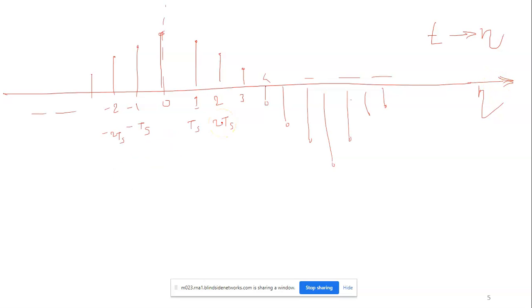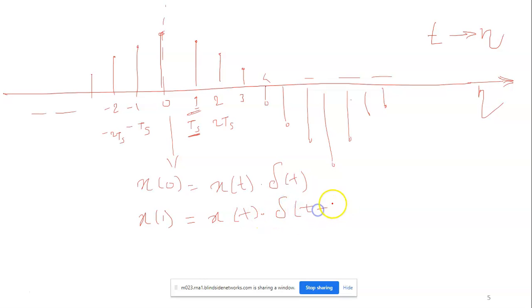All this operation, if I have to represent it in mathematical form, how can I represent it? This signal I can represent as x(0) = x(t) delta(t). And if I have to represent my one signal, how can I represent x(1)? x(1) = x(t) delta(t - Ts). So it is the shifted version of delta(t) that I multiplied with x(t), shifted by Ts. x(2) can be written as x(t) delta(t - 2Ts).